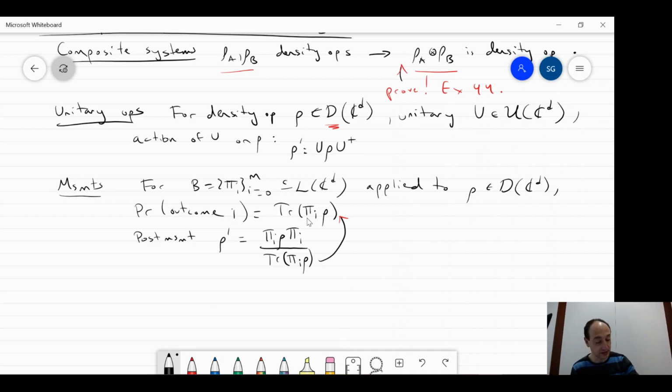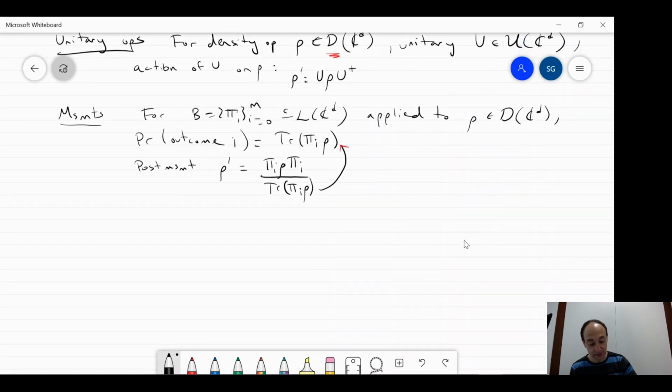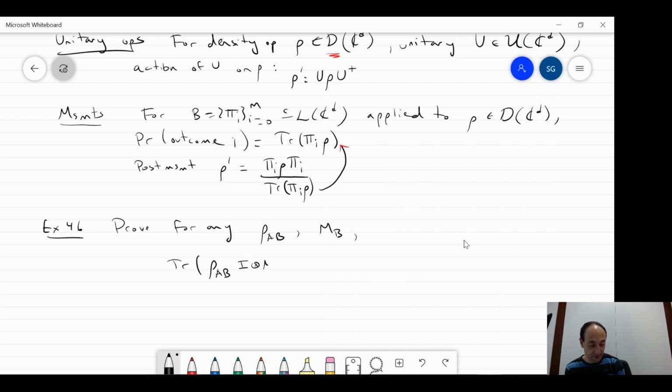I'm going to close this lecture by stating an exercise that I highly recommend you do. It is super important. Exercise 46. It also has a nice physical significance, and we'll use this over and over again in the course. Prove that for any bipartite density operator rho_AB and matrix M acting on B, the following holds. We can think of M as being Hermitian, for example. If I take rho_AB, you can think of it as measuring with M.